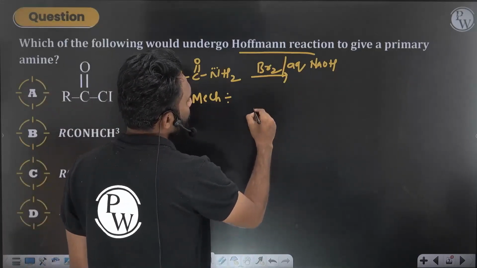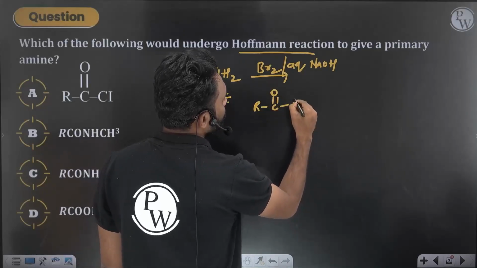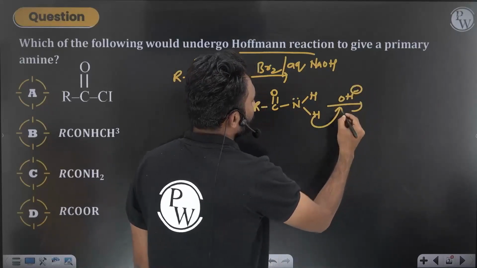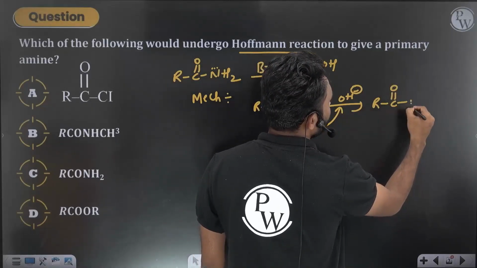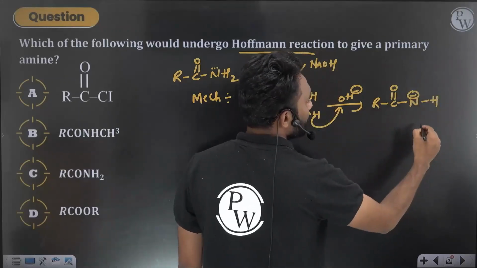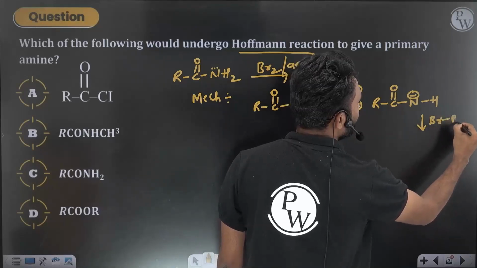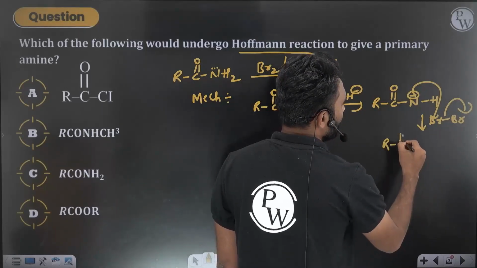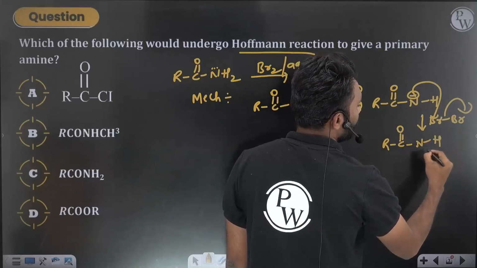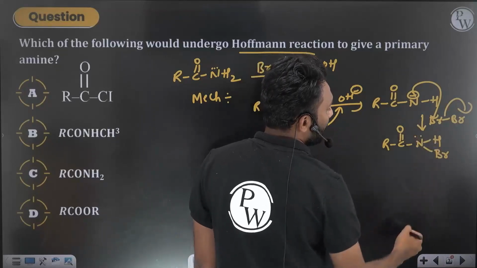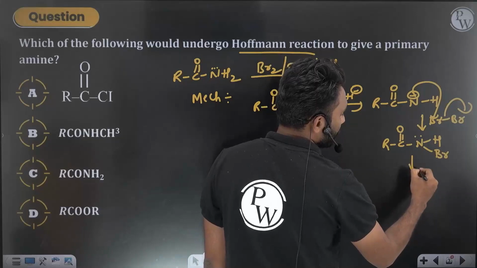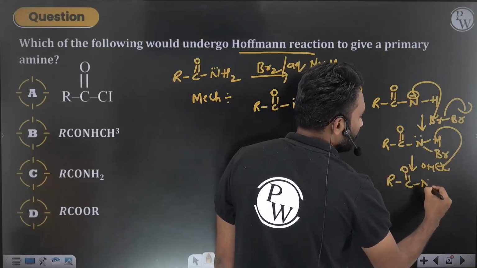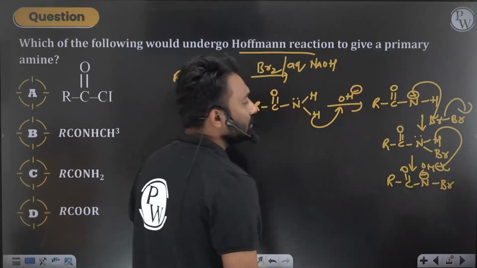Sodium hydroxide is a strong base. This proton is abstracted by the base. Now here we get the negative charge. This negative charge attacks the Br, and this Br will be eliminated. Now R, C double bond O, N, H, and this is Br. Again we have the base, and the base again abstracts this proton. Again we get C double bond O, NH, and this is the Br.